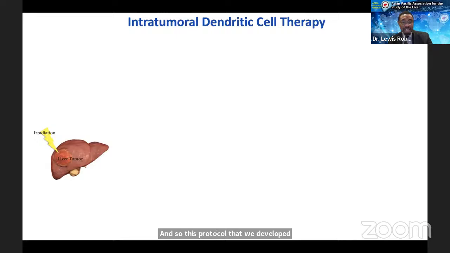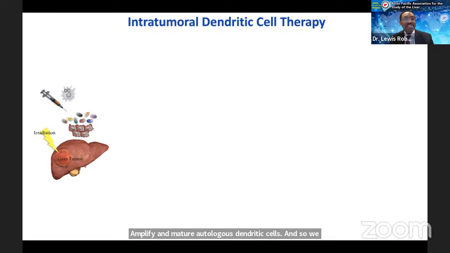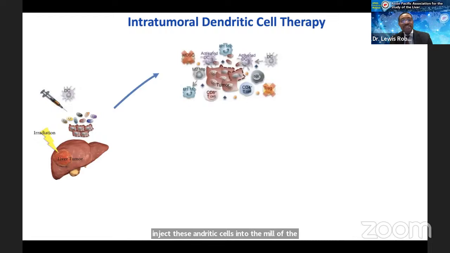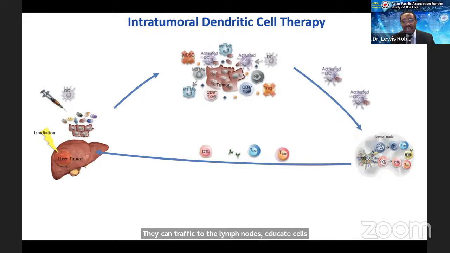And so this protocol that we developed involves radiation therapy to liver tumors. But before we actually initiate the radiation therapy, we isolate, purify, amplify and mature autologous dendritic cells. And so we inject these dendritic cells into the milieu of the irradiated tumor, which causes education and activation of the dendritic cells. They can traffic to the lymph nodes, educate cells within the lymph nodes, and then these cells can traffic back to the tumor and increase tumor cell killing.